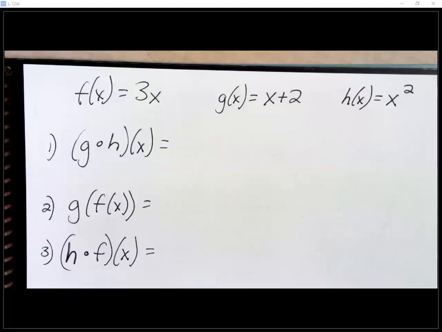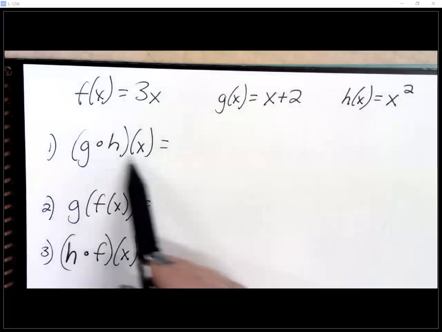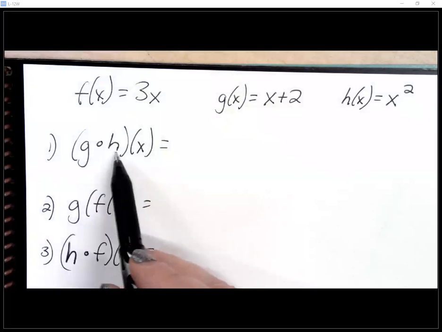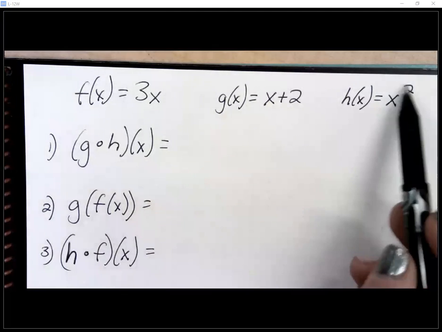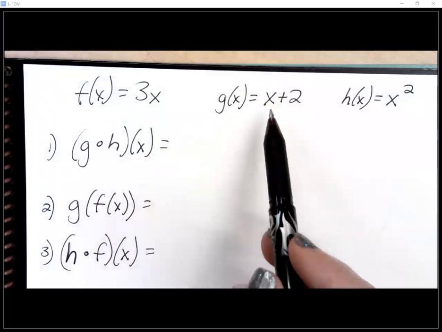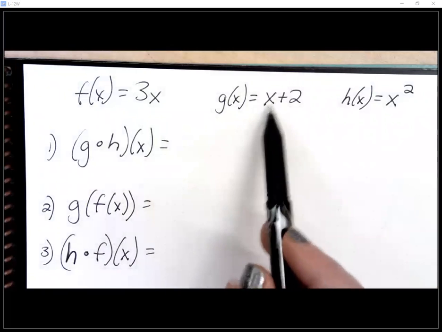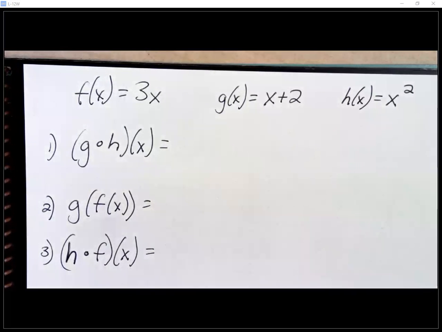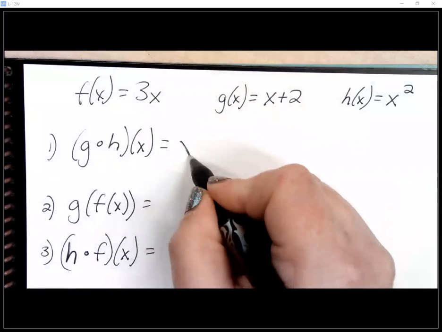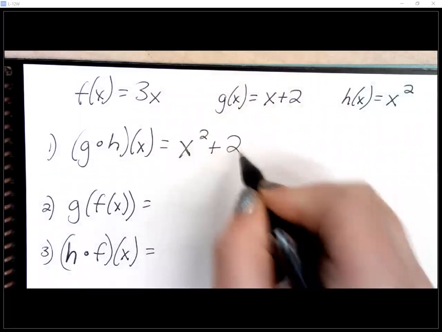Okay, number 1. This notation, when it's written this way, I start with the function closest to the x, which is h. I'm going to take that and put it into the g. So you should have picked up x squared and put it into the g function in place of that. So I pretend that that one's not even there, and then I replace it with x squared. So my final answer would be, yes, it's just x squared plus 2. Did you get it? Look at your papers. You got that one? Good.